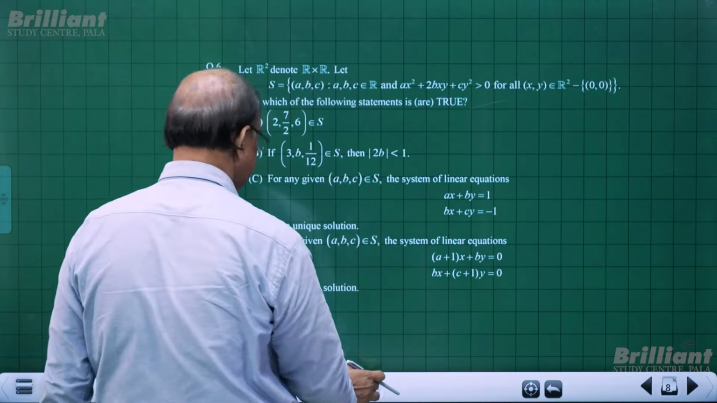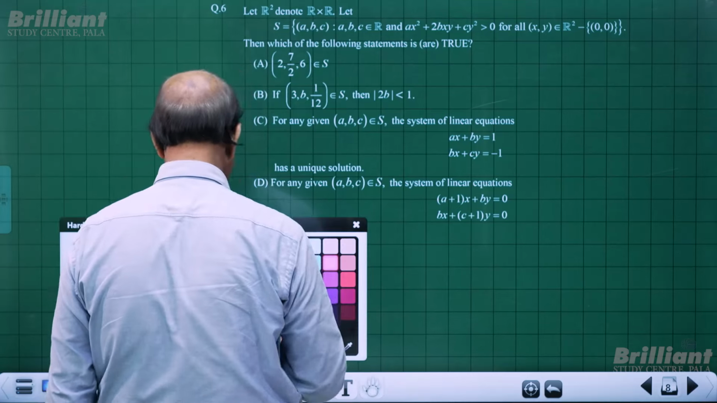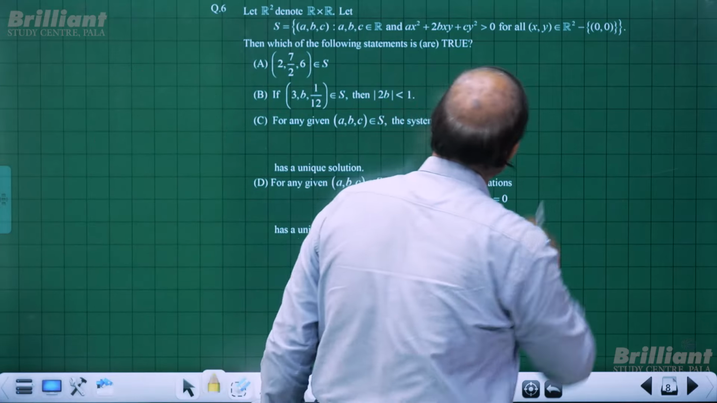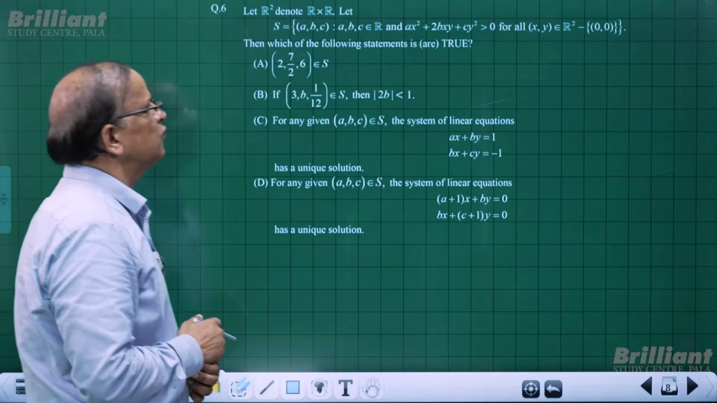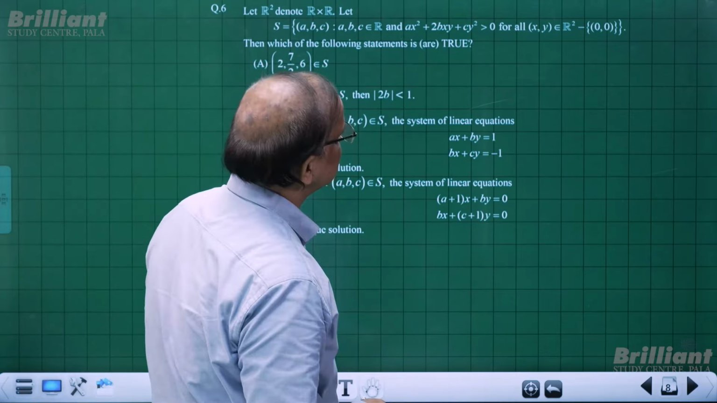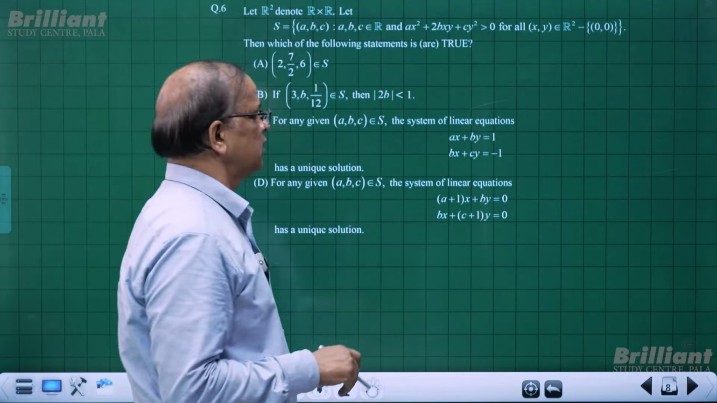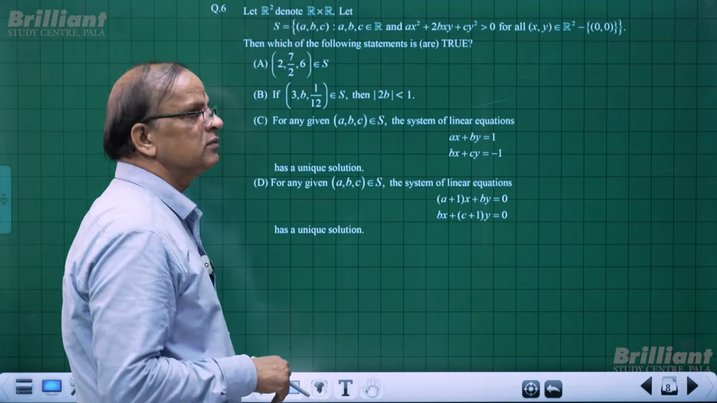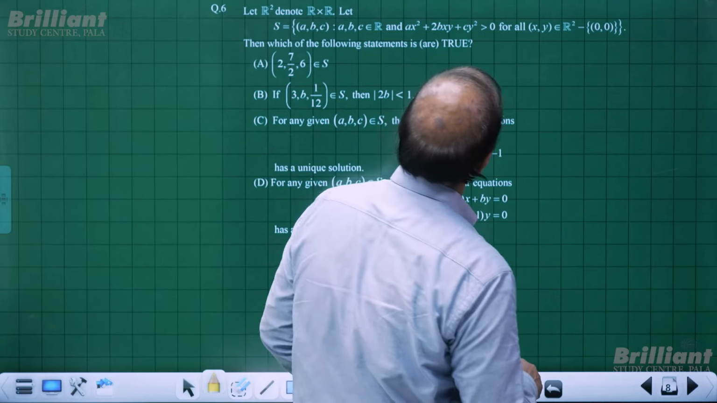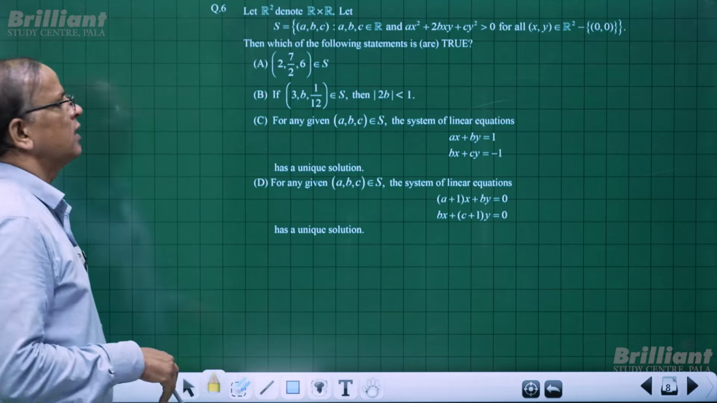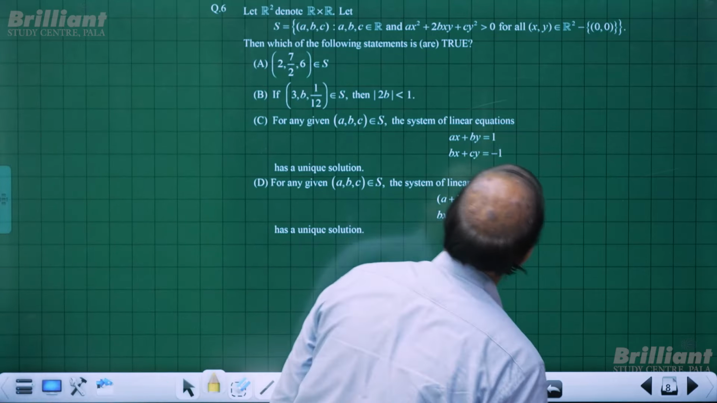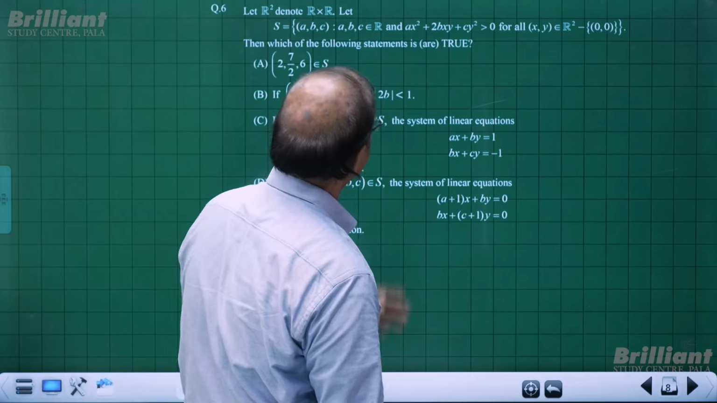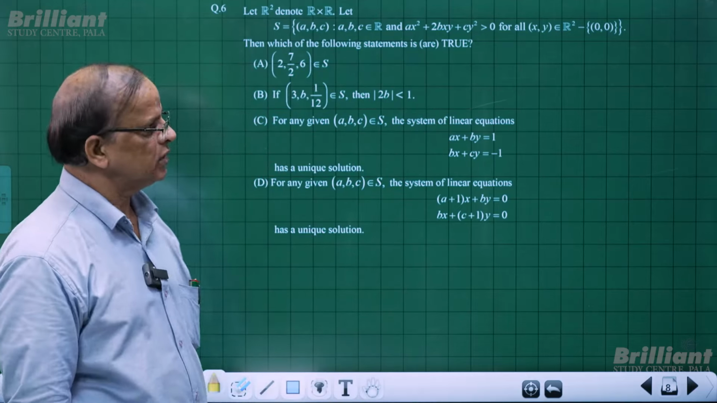Now, this is a question. Here S is a set given by ax square plus 2bxy plus cy square, for all x, y belongs to R, and this is a quadratic type that is always positive. So ax square plus 2bxy plus cy square is greater than 0 for all x, y belongs to R. Which of the following is correct? That is the question.